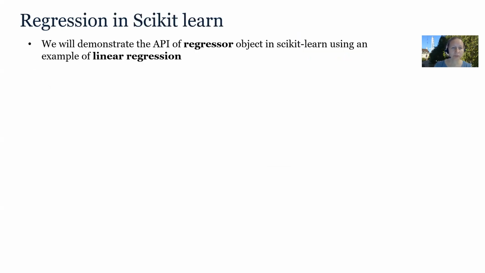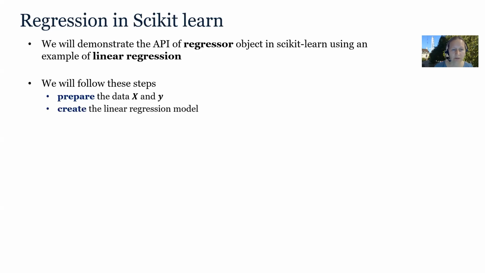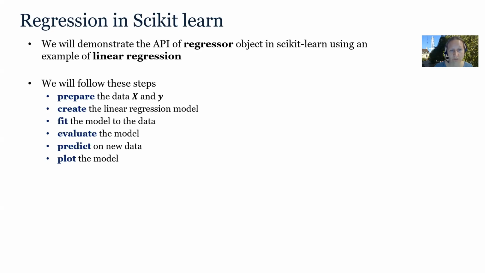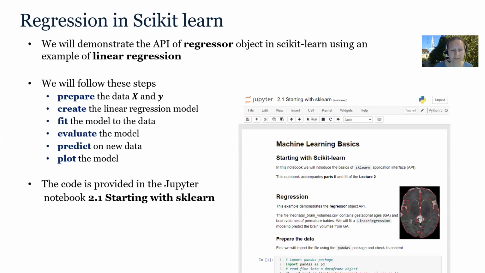So we will now demonstrate the application interface of a regressor object using an example of linear regression. We will follow these steps. First, we will prepare the data. Then we create the linear regression model, fit the model, evaluate the model, predict outputs on the new data, and plot the model. The code that follows is also provided in a Jupyter notebook, starting with Scikit-learn, that is available from Kit.